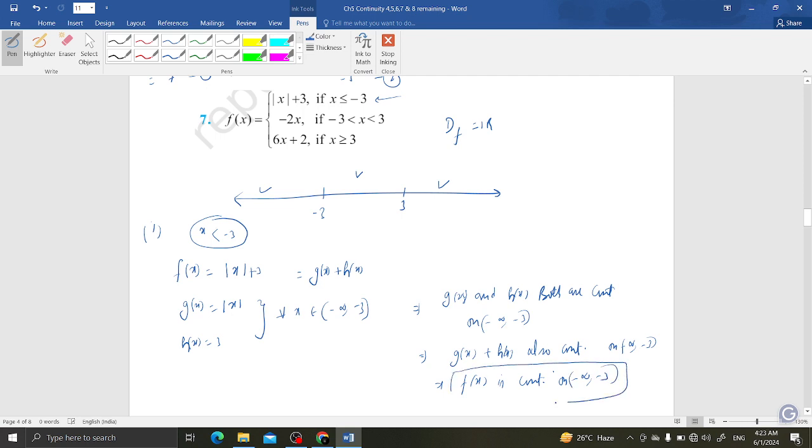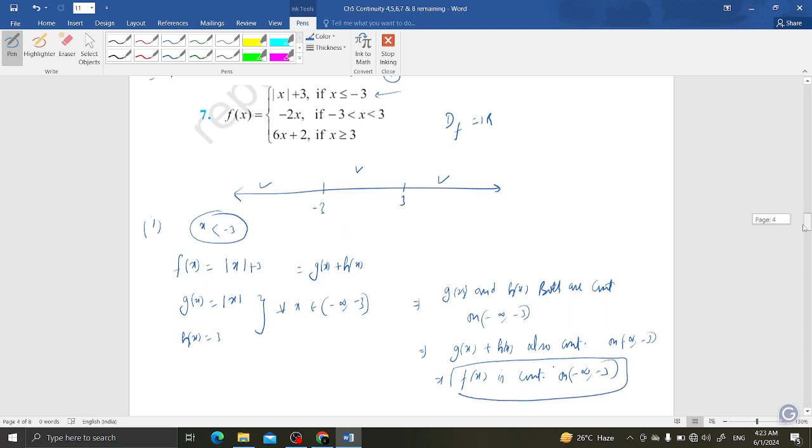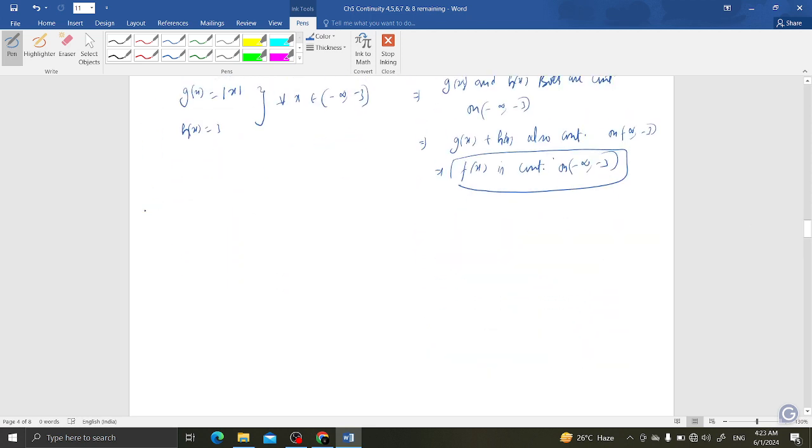I hope you understand this question. Either you can proceed by this one or you can proceed by LHL RHL, it's your choice. Now the second part is at minus 3 we need to check. For this one we need to go by the LHL RHL, because at minus 3 it is defined as piecewise, it will break into two branches. So that's why I'm choosing this method.